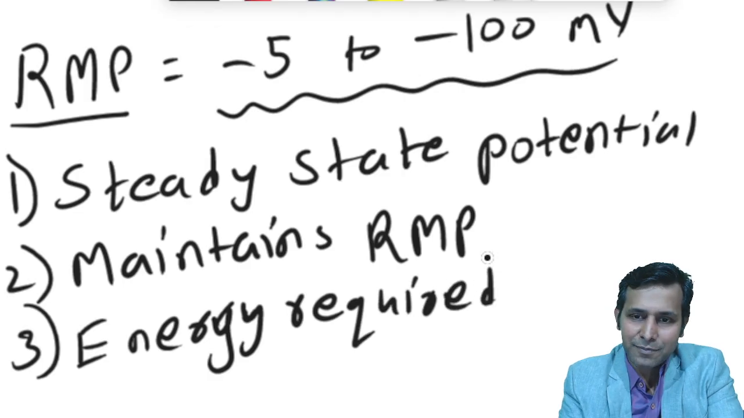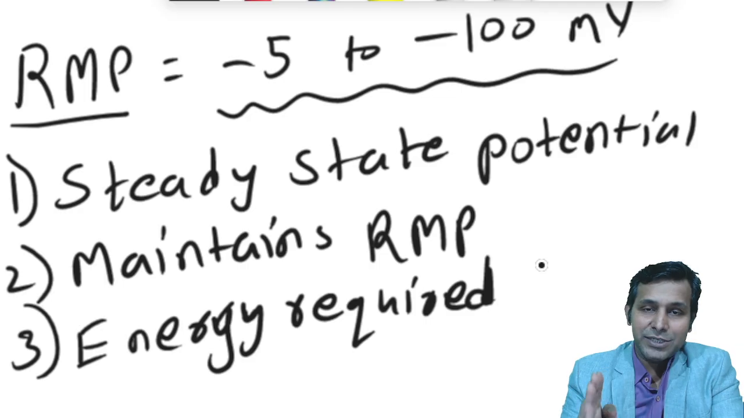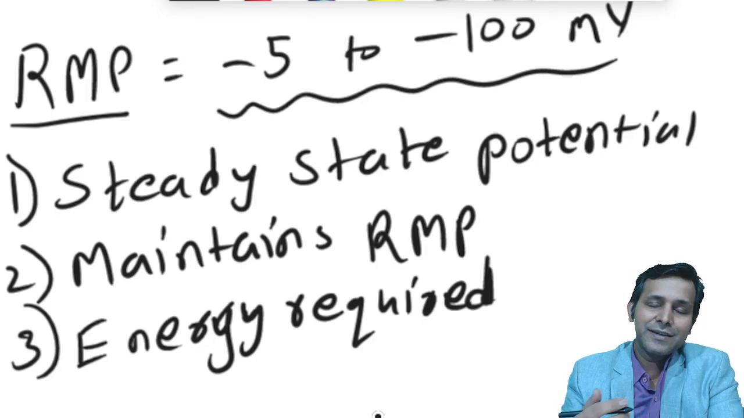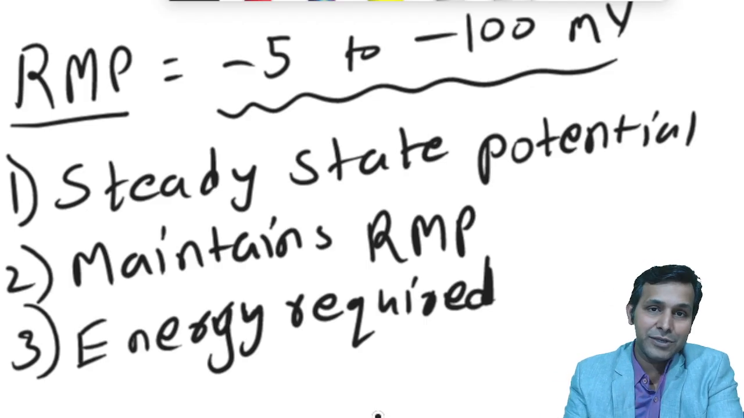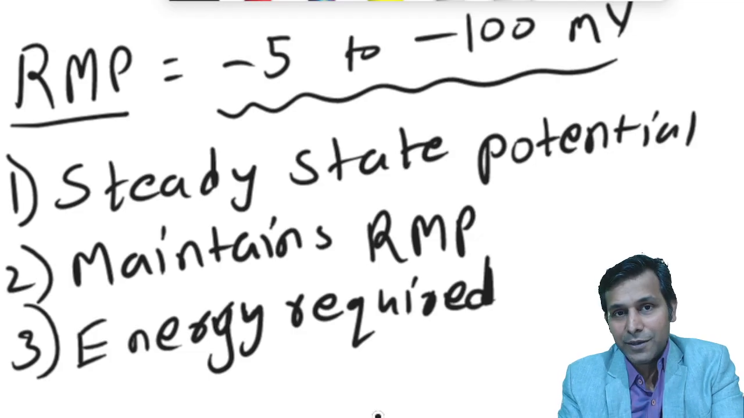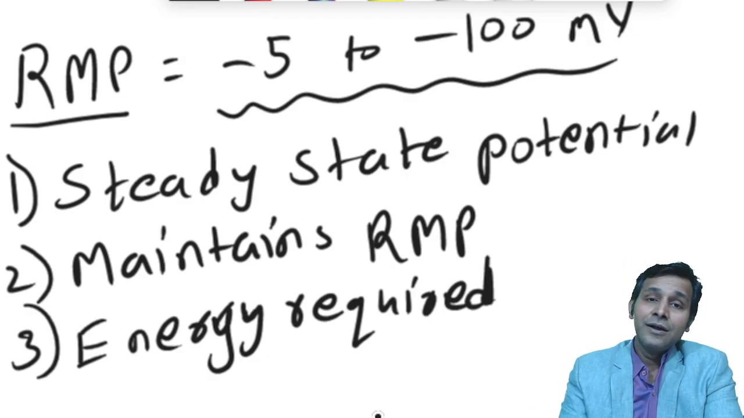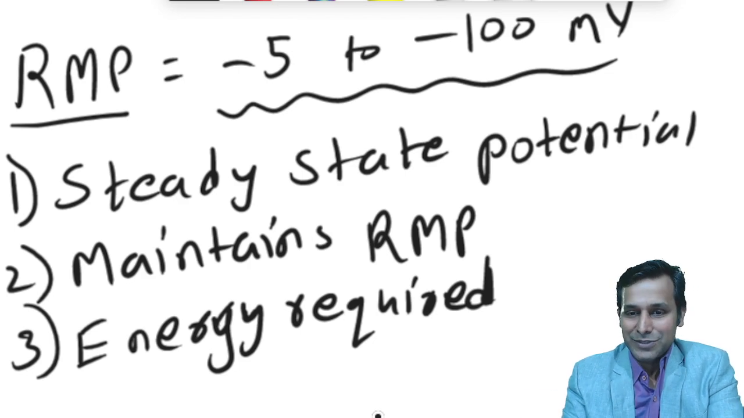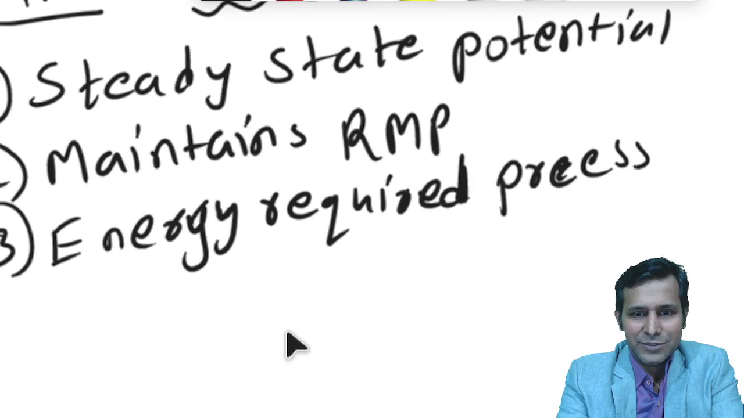Whenever you have steady state matter or steady state activity, to maintain the steady state, you require energy. Homeostasis itself is an energy requiring process, because homeostasis is a steady state activity. We maintain temperature at 37 degrees, blood pressure at 120/80, pH at 7.4. So these are steady states, and anywhere we maintain a steady state, we require energy. So RMP requires energy. Always remember, RMP requires energy.